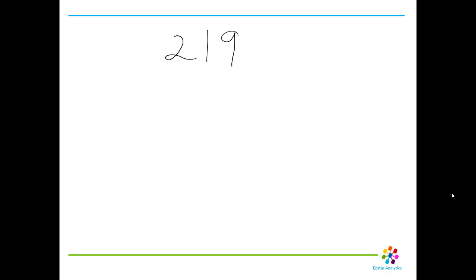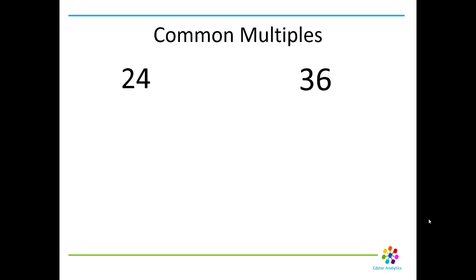If you have to factor 219, well, it's not even, 5 doesn't go in, but let's add the digits. 2 plus 1 is 3, 3 plus 9 is 12. 3 goes into 12, so 3 goes into this number. I can divide 3 into that in my head. It's 3 times 73.